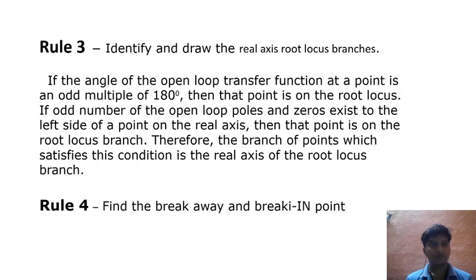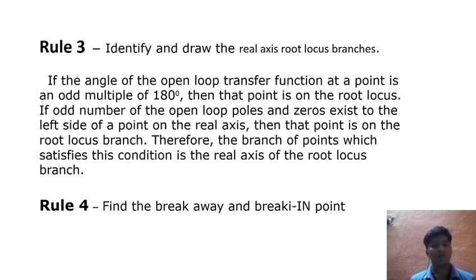And rule number three: identify and draw the real axis root locus branches. We simply call it step number three: determine the asymptotes of the root locus branches and the meeting point of asymptotes with the real axis. And we can explain in this rule number three, identify and draw the real axis root locus branches.